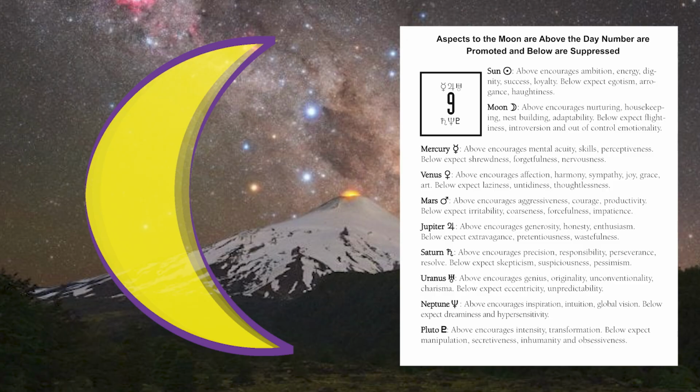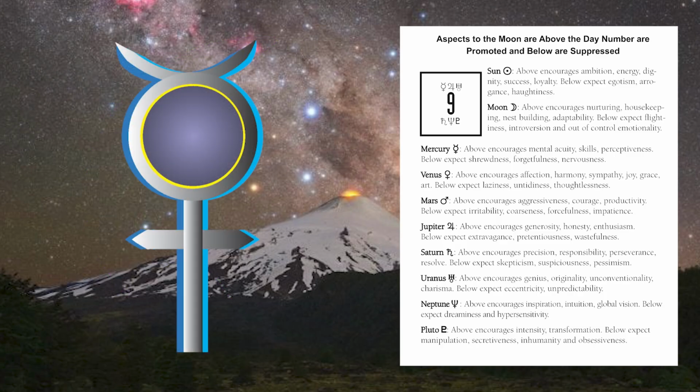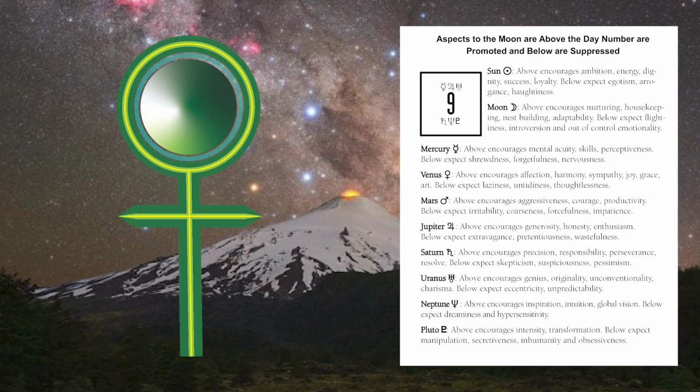Lunar aspects lend emotional oomph. Its supportive aspects are a helping hand. Its challenging aspects are an encouraging slap. Mercury aspects promote engagement. Its supportive aspects provide valuable information. Its challenging aspects tease and test. Venus aspects promote self-awareness. Its supportive aspects lend grace and artistry. Its challenging aspects promote indulgence.